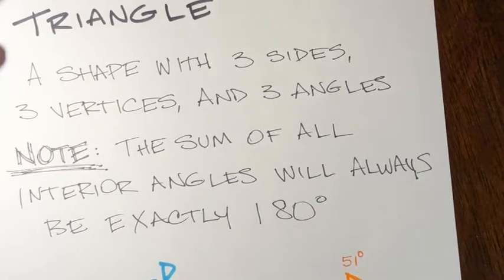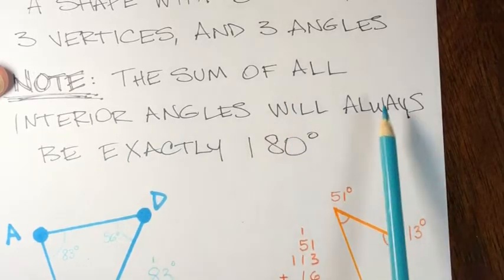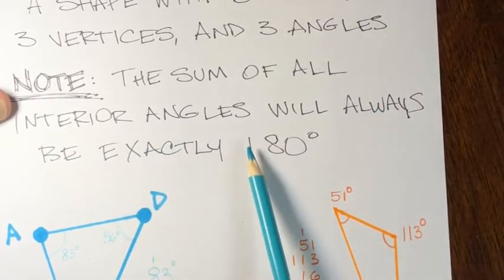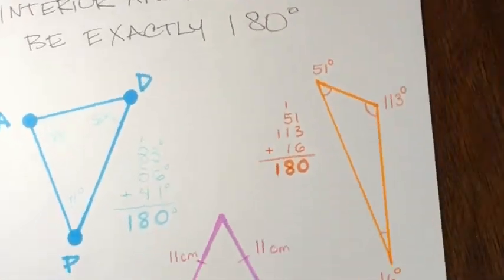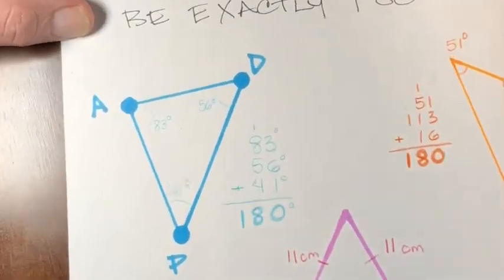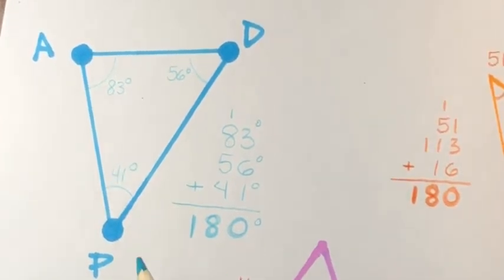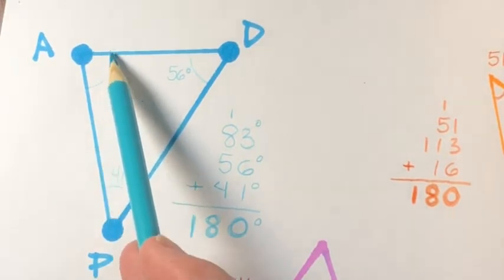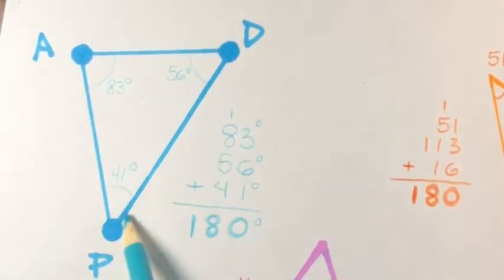And an interesting thing about triangles is that the interior angles will always be exactly 180. Now let's show you that. So example here, we have a triangle here. Hope that shows up on the screen. With 83 degrees here, 56 and 41 degrees. If you add those all up, you'll get exactly 180.